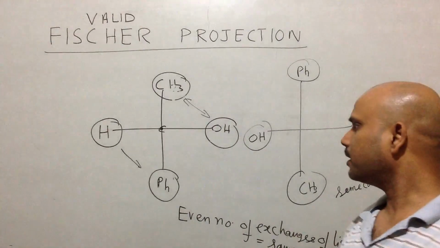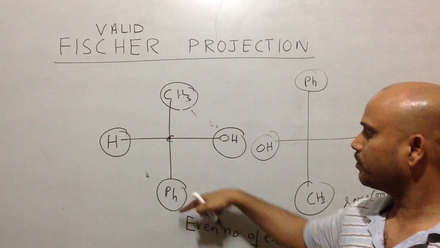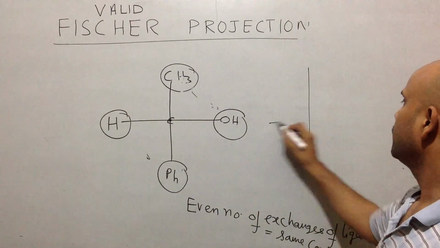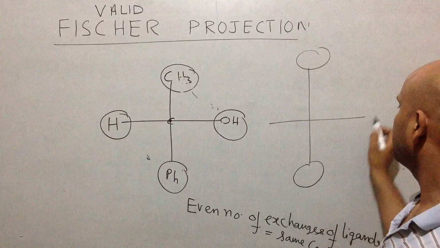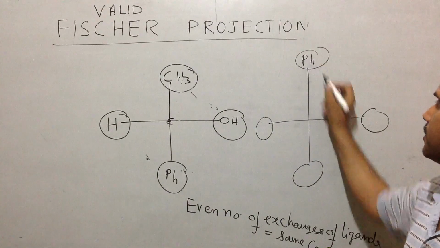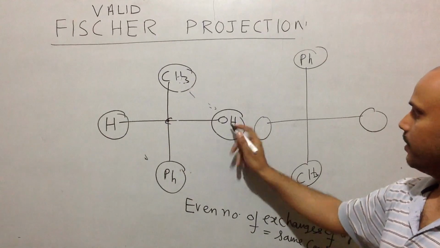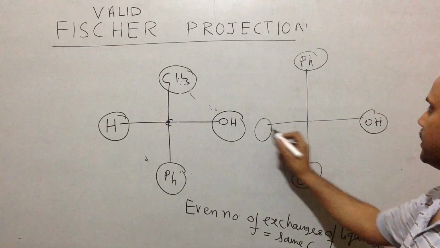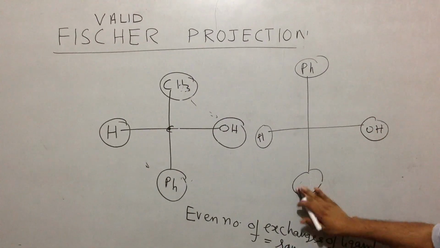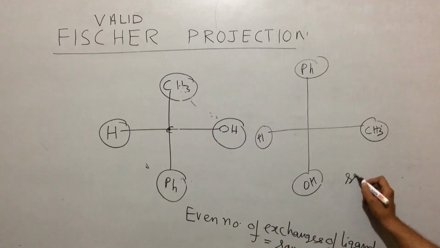Not only this, I can exchange CH3 with OH and again OH with PH. For example, again we can get the same compound by this sort of exchange. I have to attach 4 ligands around carbon. First I exchange CH3 with PH. This is one exchange. After exchanging this, OH should be here. This is one exchange only. Just I have exchanged PH with CH3. Now I can exchange these two. I can bring OH here and CH3 here. Now I have the same compound.